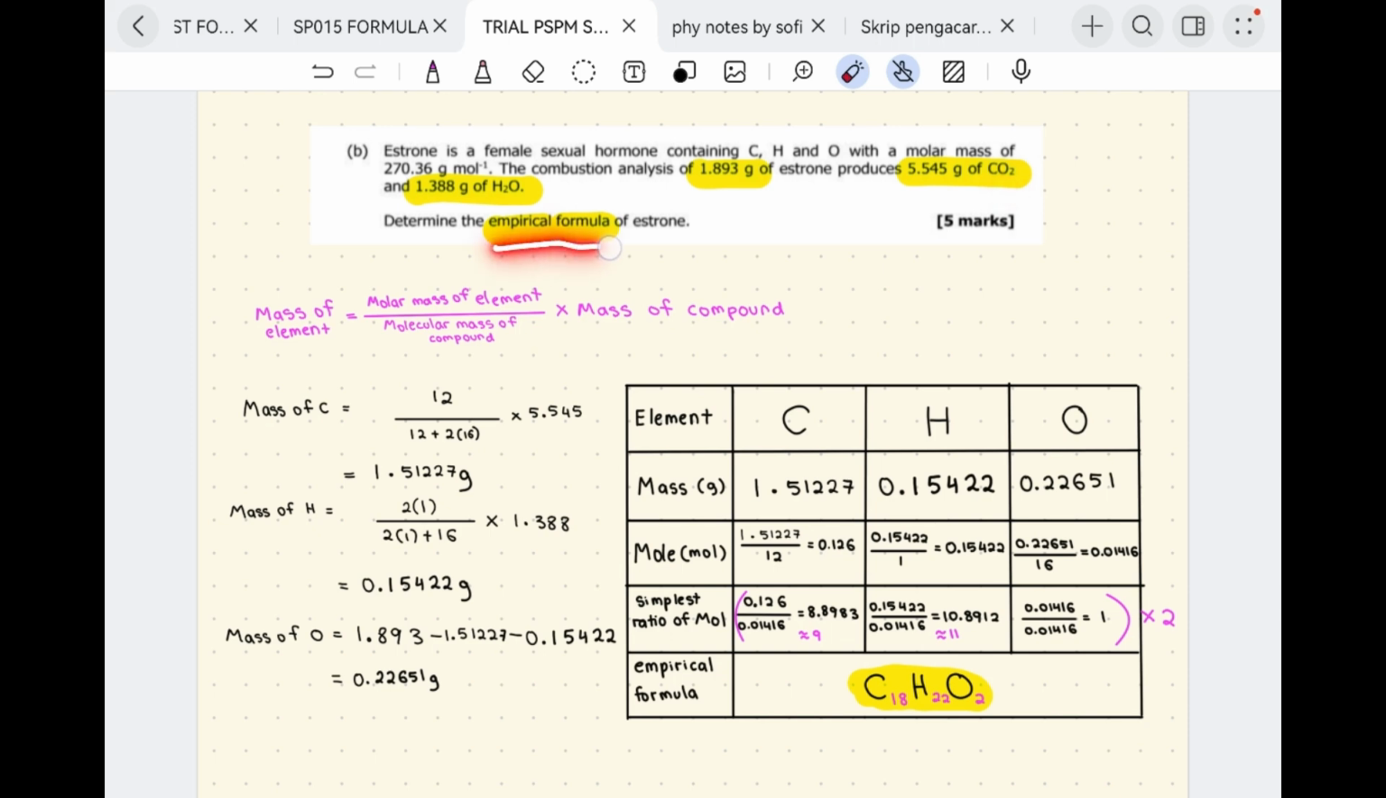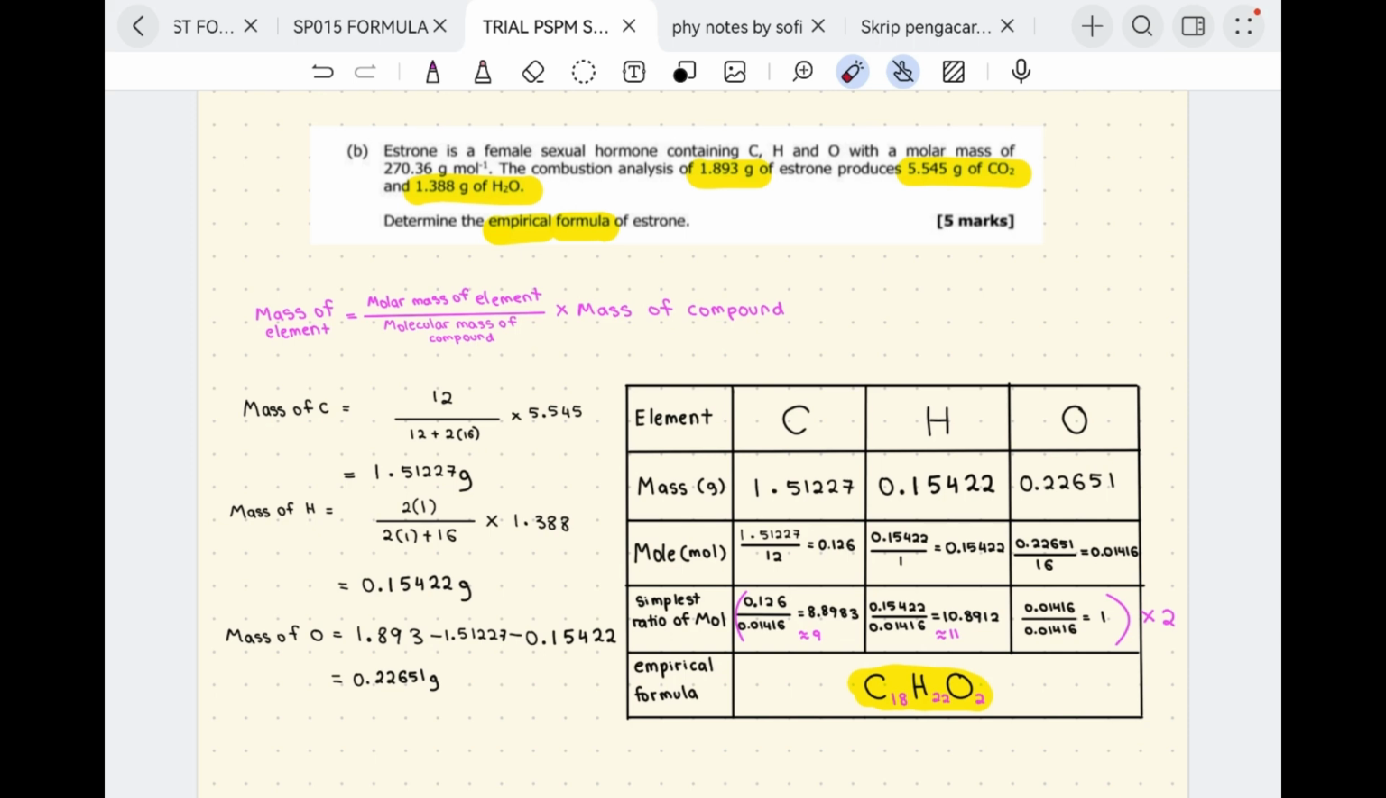So to determine the empirical formula of estrogen, we need to find the mass of each element. But now we only know the mass of the compounds, which is the mass of CO2 and the mass of H2O. So in order to find the mass of each element here, we need to use the formula: mass of element equals molar mass of element divided by molecular mass of compound times mass of compound.